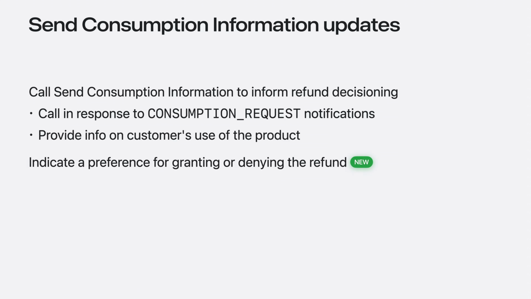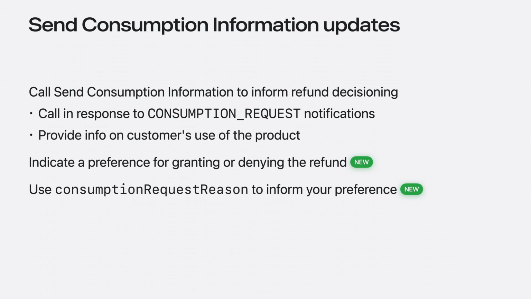Accordingly, you can now submit a preference for granting or denying the refund when calling Send Consumption Information. Use the new Consumption Request Reason field from the Consumption Request Notification to inform this preference. Your preference and any other consumption data submitted will be taken into account in the final decisioning process.